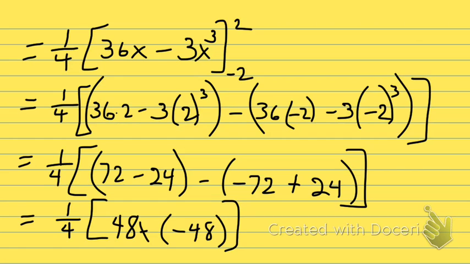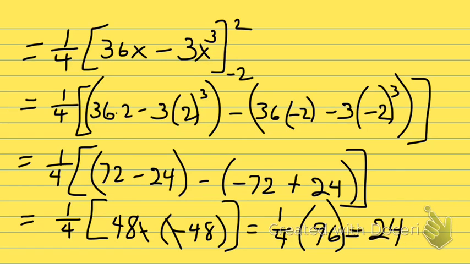But that is a double negative. So this is 1/4 of, add those together, 1/4 of 96 for an answer of 24, which is the average value of the function.